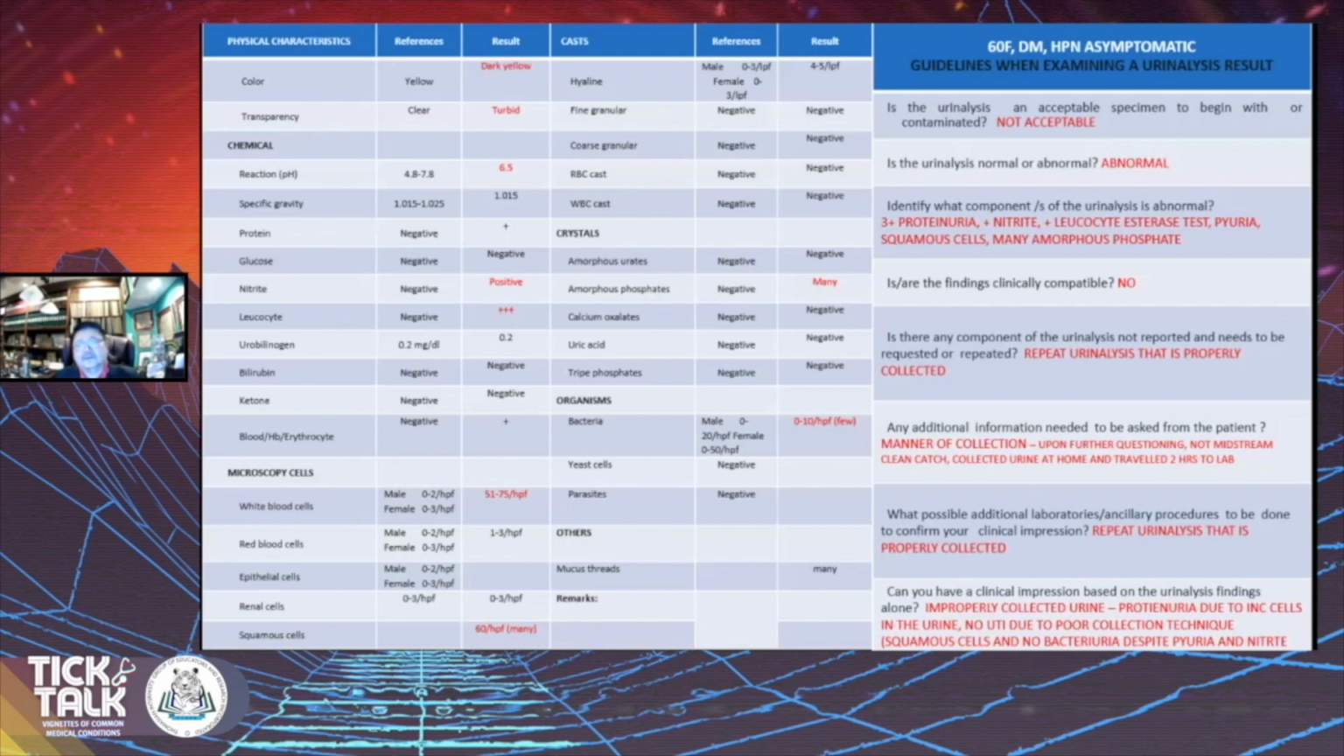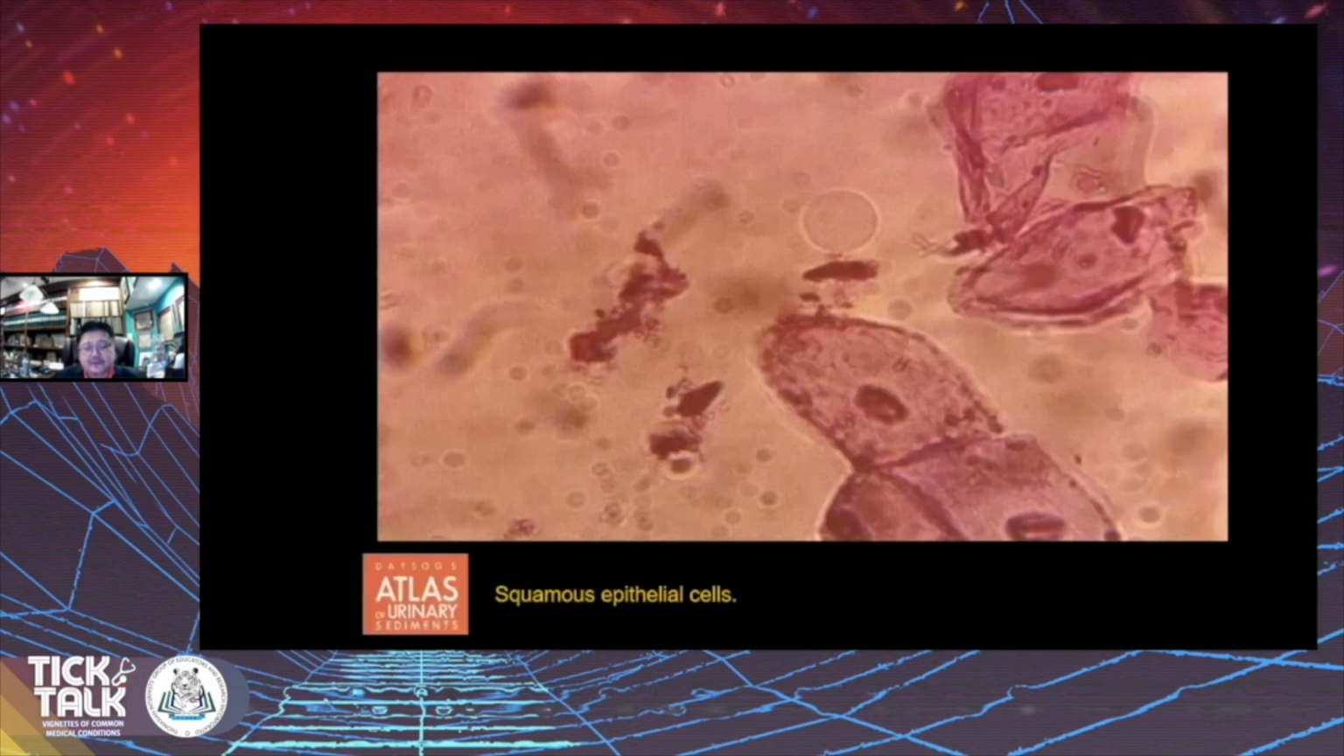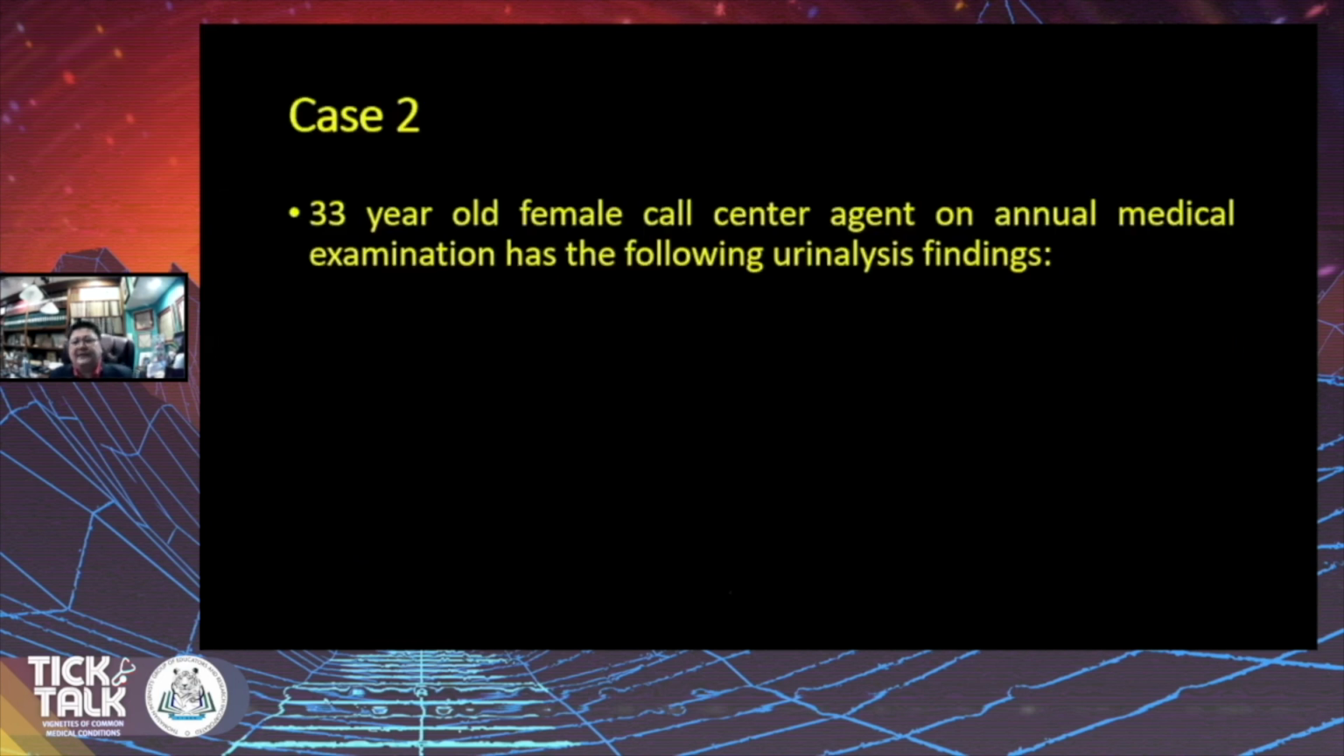Okay, so I hope you were able to understand case number one. Let's go to case number two. Before going to case number two, this is an example of the squamous epithelial cell that you can see when you personally look at the urinalysis. This is from Dyson's Atlas of Urine Sediment. Okay, so next will be case number two.